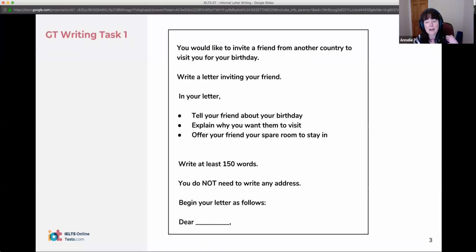Okay. So this is the example which we are looking at today, if you just want to have a quick look at that. And while you're looking at it, can anyone give me some information about the general training task 1? What do you know about what you have to do? How many words you have to write? Anything you can tell me?